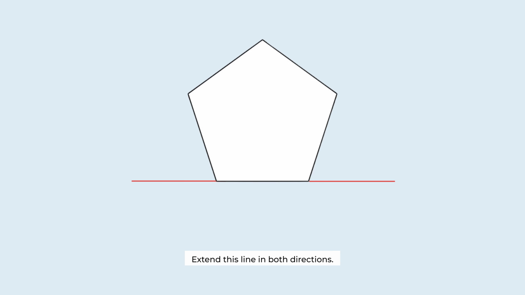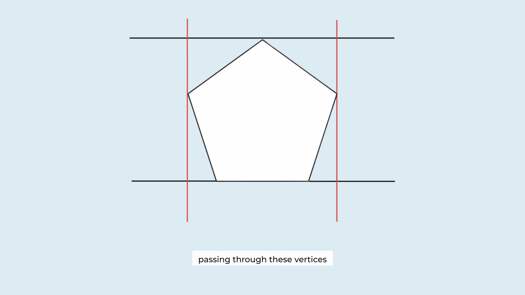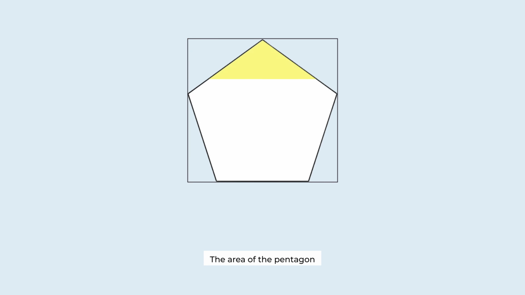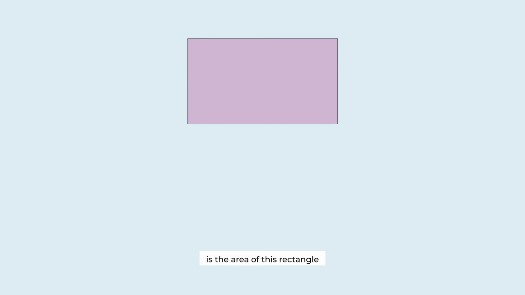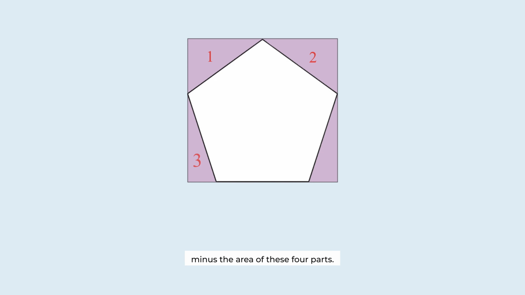Extend this line in both directions. Draw a line passing through this vertex that is parallel to this line. Draw the lines passing through these vertices that is perpendicular to this line. This shape is a rectangle. The area of the pentagon is the area of this rectangle minus the area of these 4 parts.